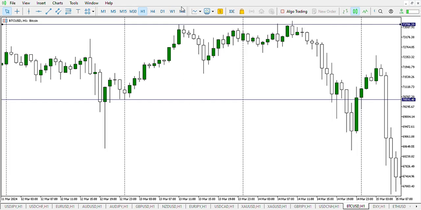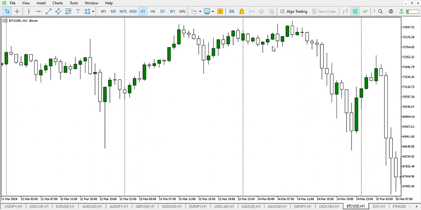So these are the zones where we want to see the engulfing pattern: at the support and the resistance of the 1 hour chart, as this is completely a day trading strategy. Now let us get to the timing.